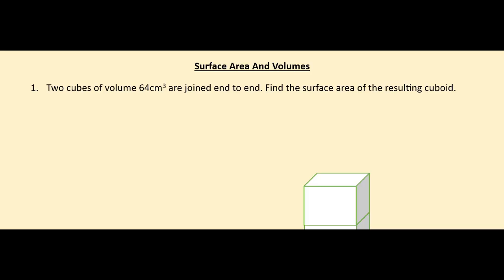In this video, we are discussing a problem related to the chapter surface area and volumes. Question: two cubes of volume 64 centimeter cube are joined end to end. Find the surface area of the resulting cuboid. They have given the volume of a cube. Two cubes, correct?